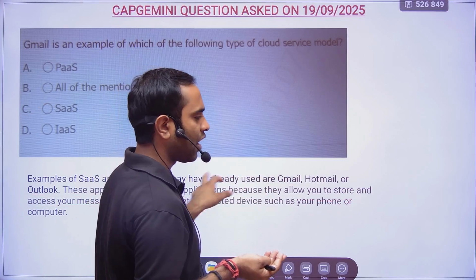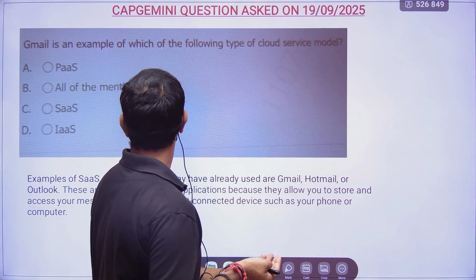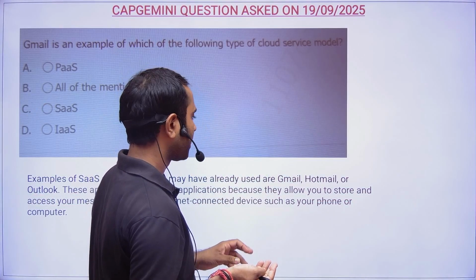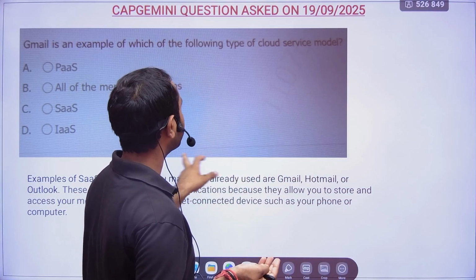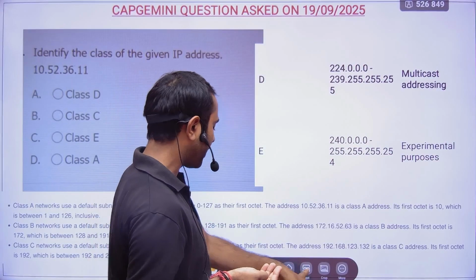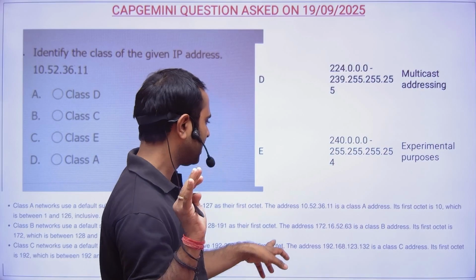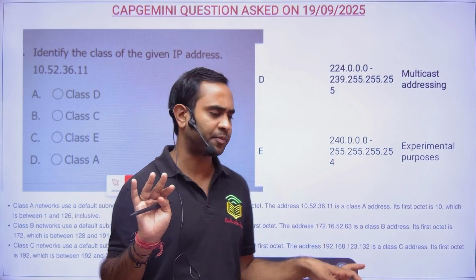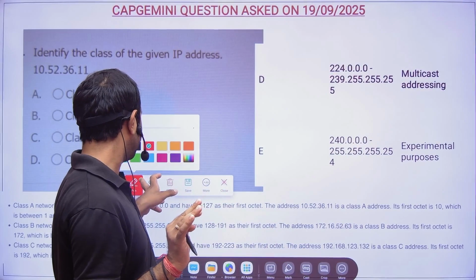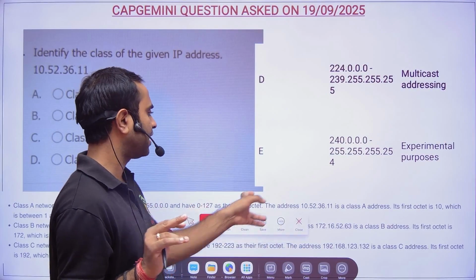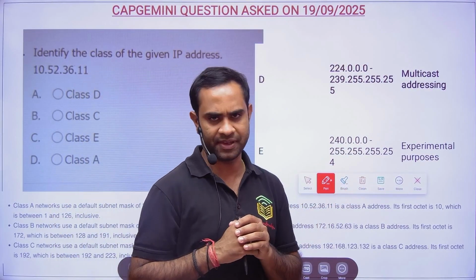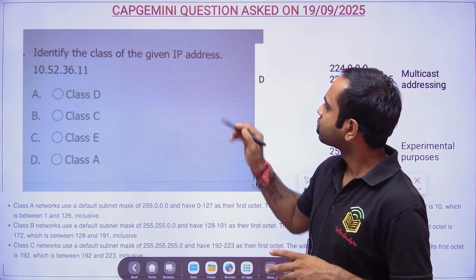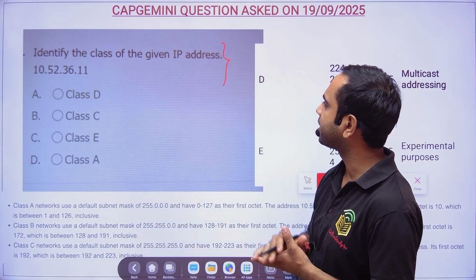Okay. Now friends, next question. You have question number 4 here. Can we move to the next question? Yes. Friends, question number 4, this is a question I have seen asked multiple times. Please try to understand it as I explain, because it might repeat in your examination as well if you have the Capgemini exam. Identify the class of the given IP address.